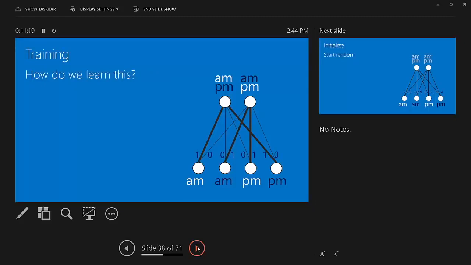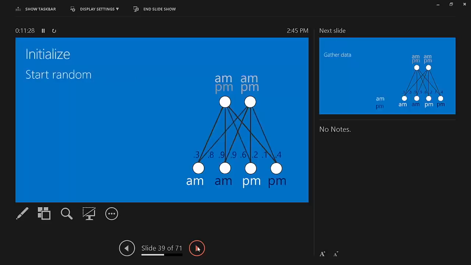Now the question is, how do we learn this? If we have to go in and fill it all in by hand, we haven't learned anything. It's just a fancier way of programming. And a lot of hard work, especially if you're dealing with many millions of input neurons. So we want to learn this automatically.